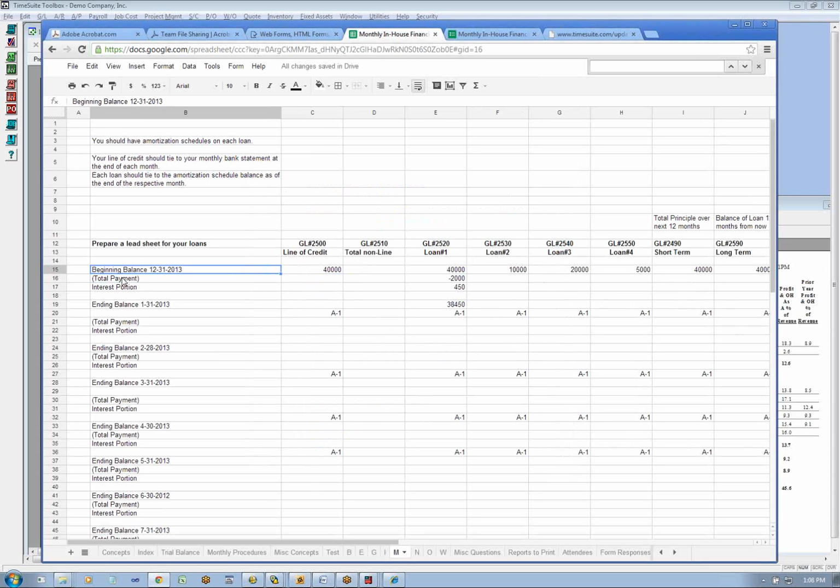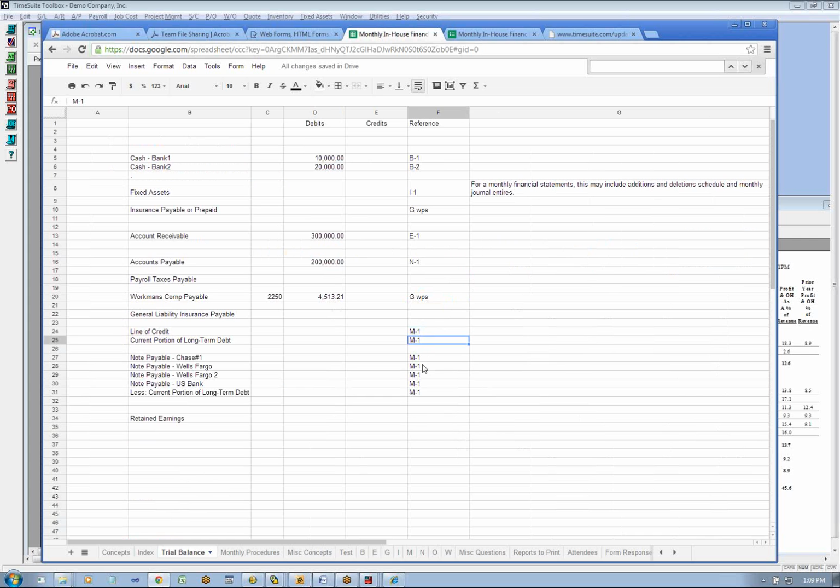So here's an analysis of your beginning balance, your total payments, your interest, and your calculated ending balance, that kind of thing. And you should tie this into your amortization schedules and/or the bank statements that you get from the bank on your loans or your financing company. And then you tie these into your general ledger and trial balance, supporting those numbers. Okay, there's your note payable balances.